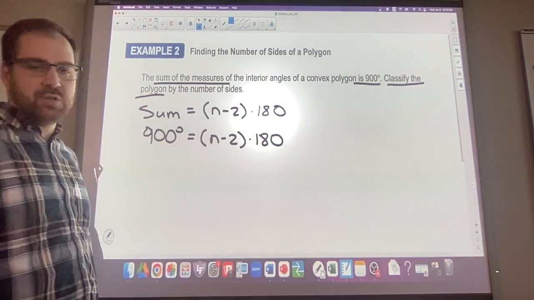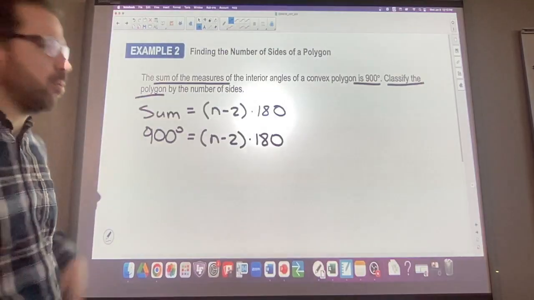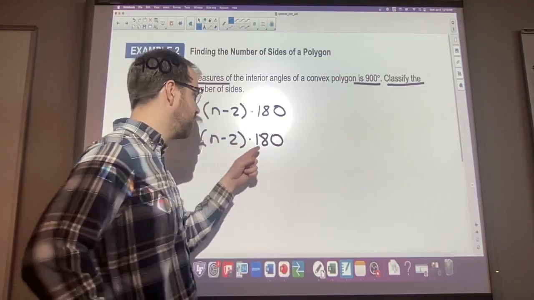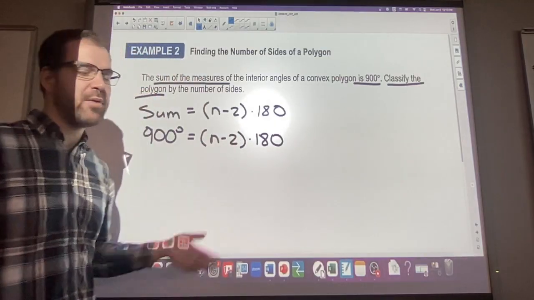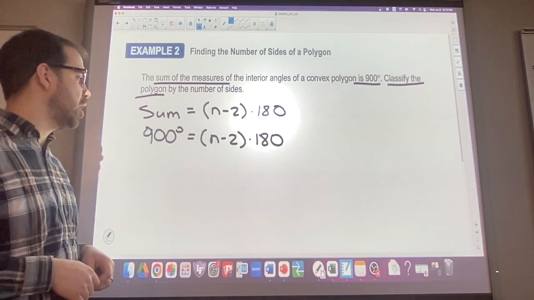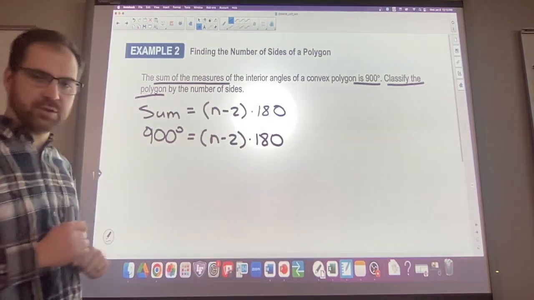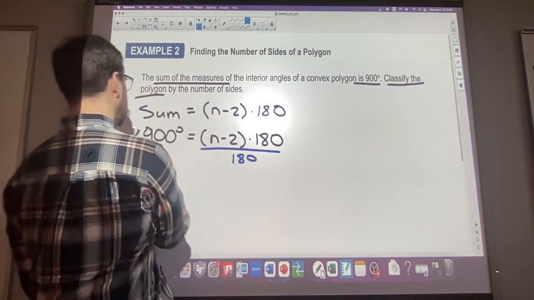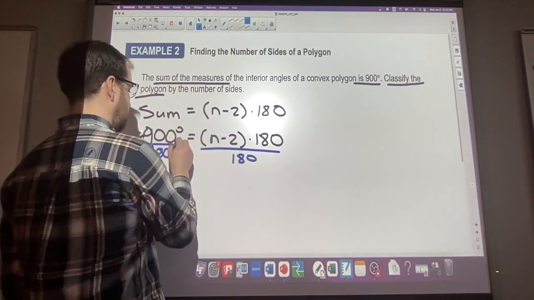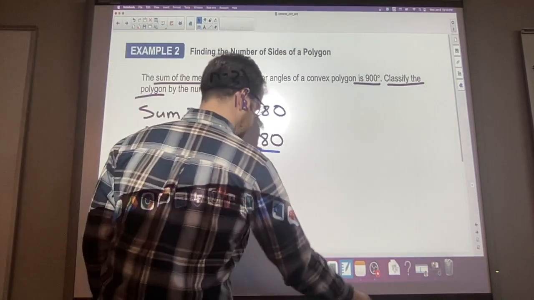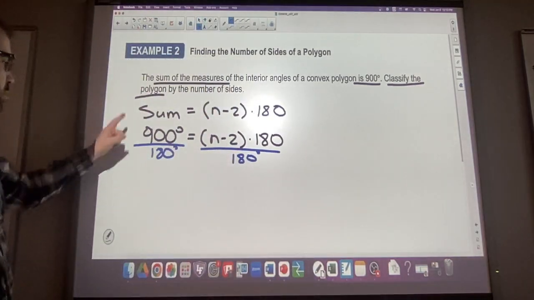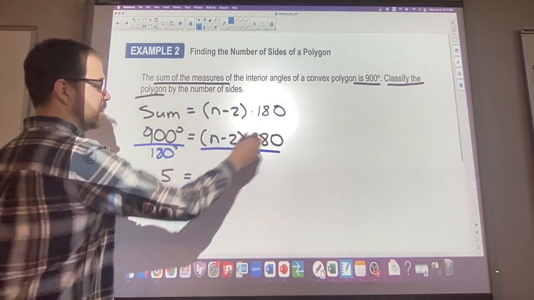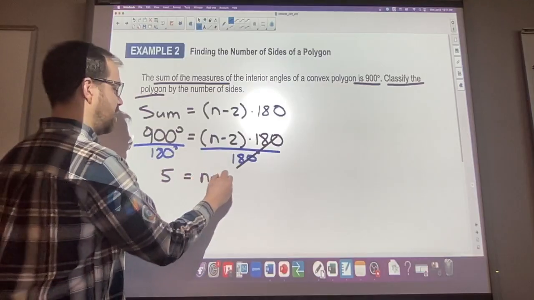Now you have choices on how you solve this. Personally, the way I always do it is I divide by 180 first. However, you can distribute the 180 and then solve that way. You get the same thing. But I'm going to divide by 180 first. So we divide by 180, divide by 180. And it spits out 900 divided by 180, that's going to be 5. And then these cancel out. We get n minus 2.